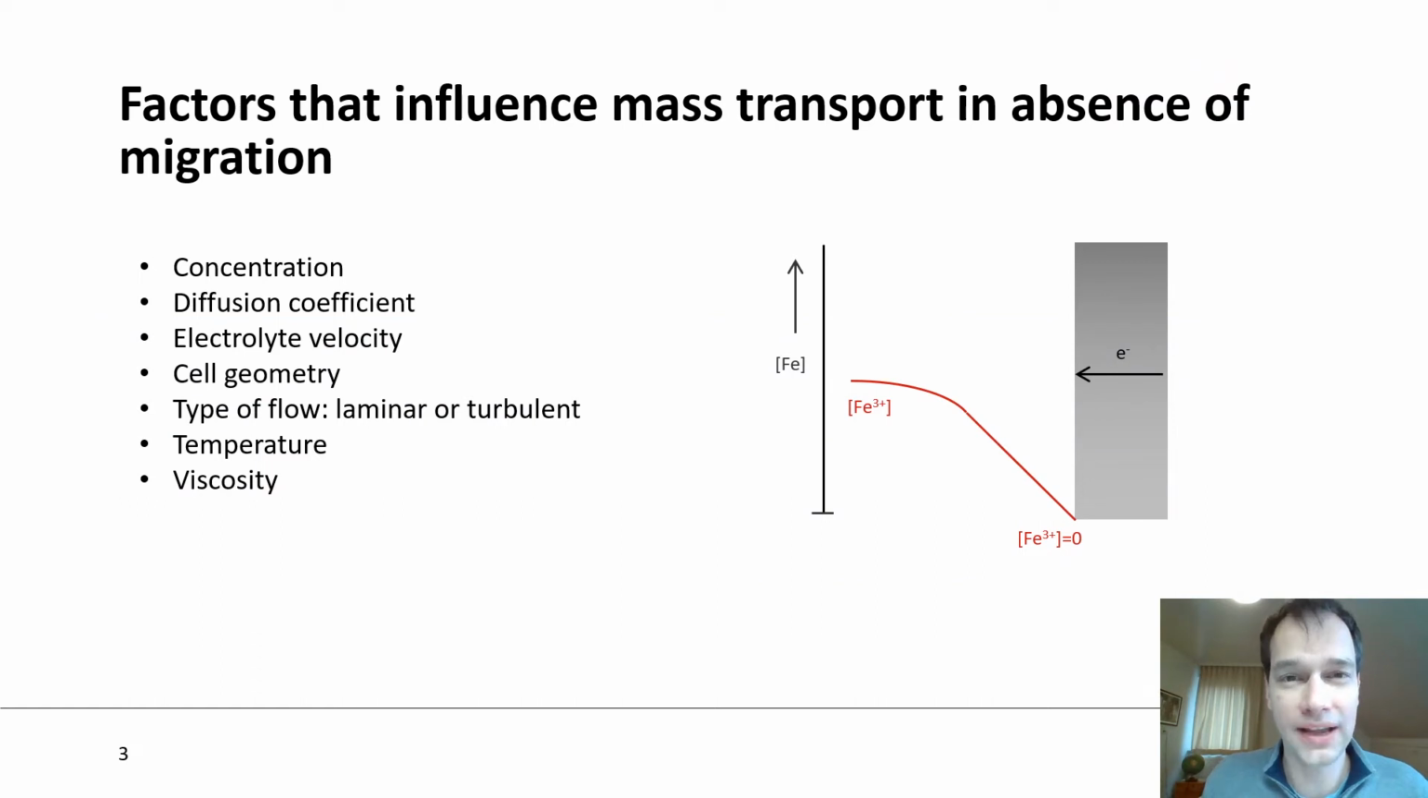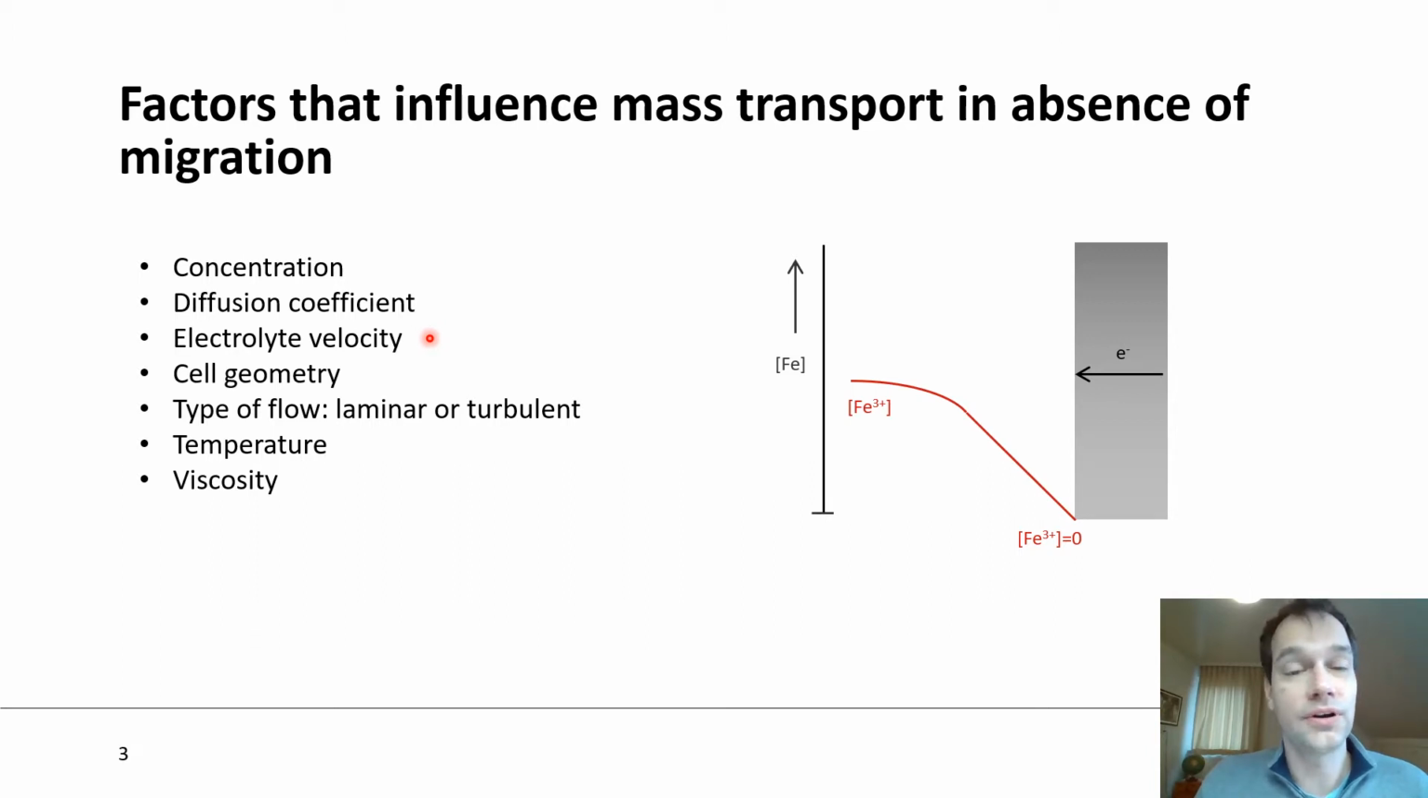Now, how can we describe mass transport when migration can be neglected? Well, in a very similar way as in any other chemical reactor. So let's look at our example again here. You have the iron 3, the iron at the electrode. So how can we change this mass transfer? How can we increase it? Now, one way is by increasing the concentration of the iron in the bulk. We can also try to influence the diffusion coefficient. Of course, that's difficult because it's a certain molecule, but if you would, instead of iron, use another ion, it would also have another diffusion coefficient.